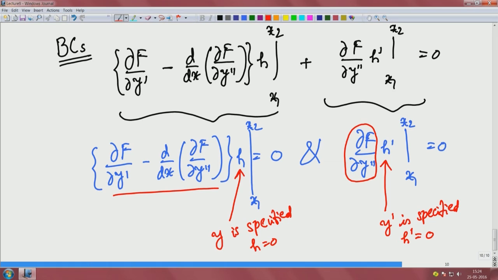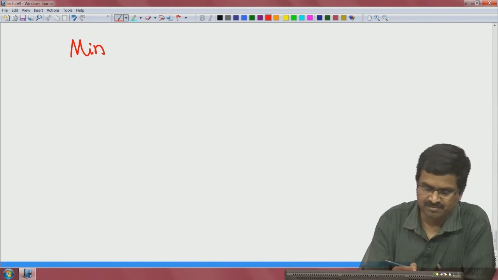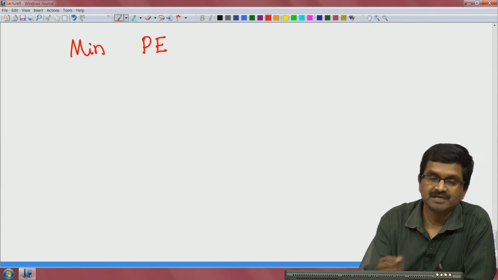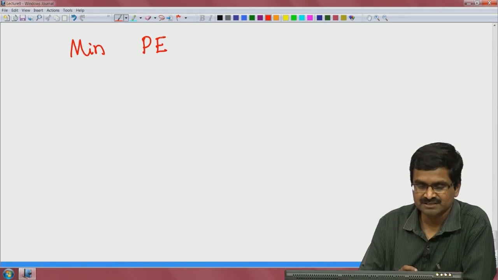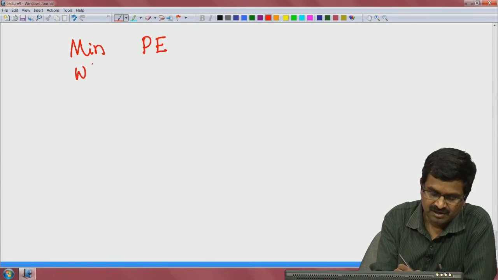Okay. In order to make sense out of this, we should take an example of an integrand that has first and second derivative in it in addition to the function. So, let us take an example where I want to minimize this. This is what we call potential energy, because we discussed this minimum potential energy principle, which gives you static equilibrium with respect to a function.